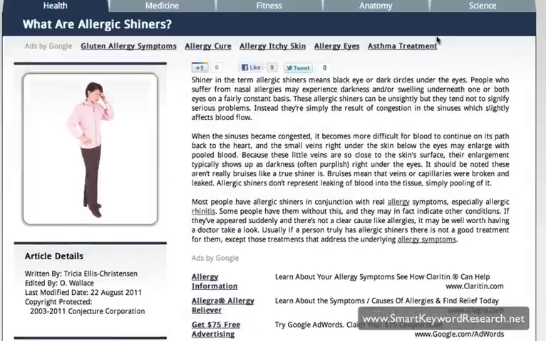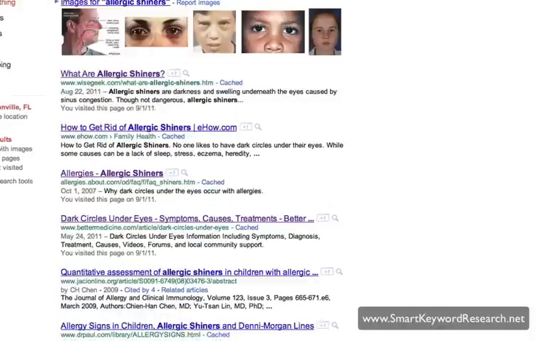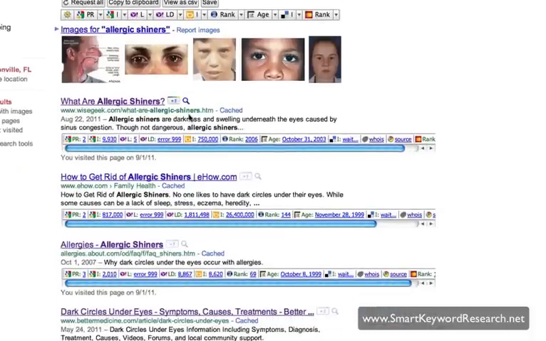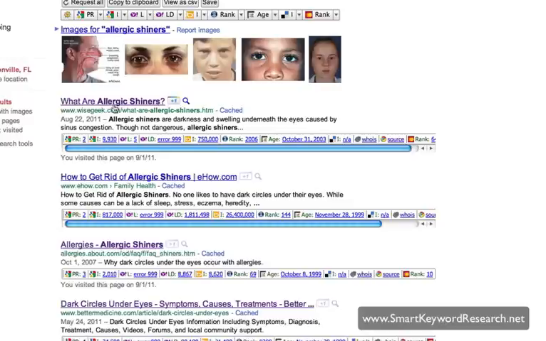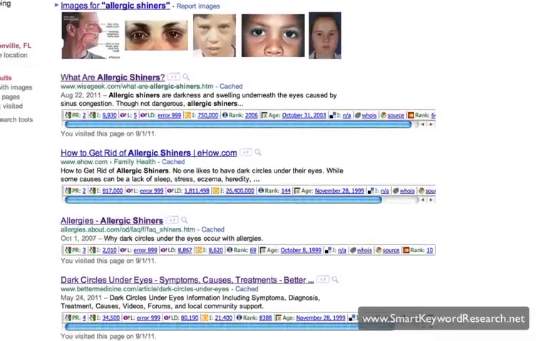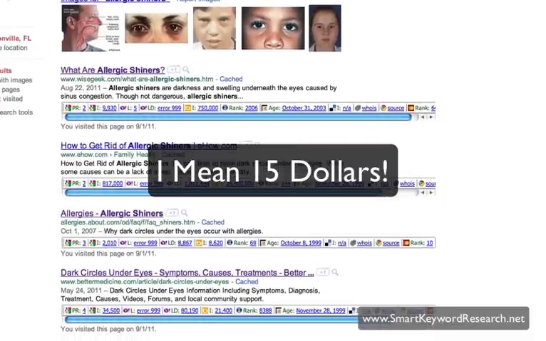Now, if we go ahead and go back, let's just take a look at some of the other results. So this guy has allergic shiners, the keyword, in the title, and he has it in the URL and in the description. But is this site highly targeted to this keyword phrase? And the answer is no, because wisegeek.com covers a zillion different things. See, they have almost 10,000 pages in their index, just in Google's index. So they cover tons and tons of different types of content, and it's not highly targeted.